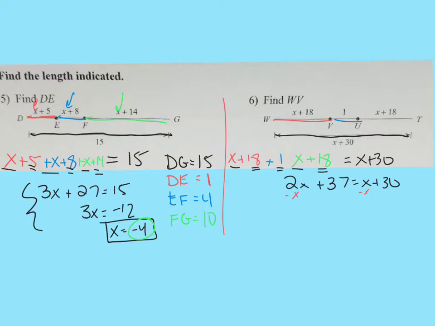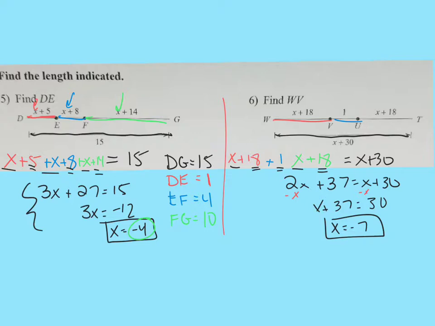Before we can do that, we have to get all my x's together. I get x plus 37 equals 30. Now I subtract 37 from both sides, so then I get x equals negative 7. Now that I got an answer, I get to plug those in.